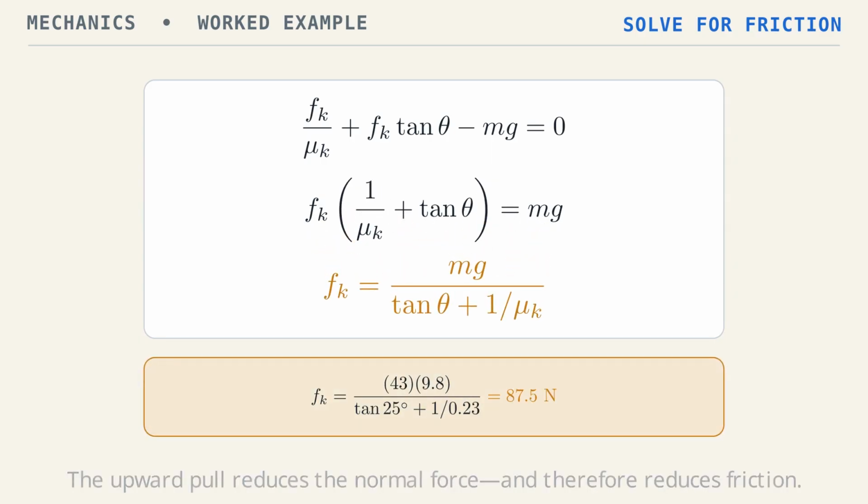Factor out the friction force, then divide to isolate it. The result is mg divided by tangent theta plus 1 over mu k. Substituting 43 kilograms, 9.8 meters per second squared, 25 degrees, and 0.23 gives a friction magnitude of about 87.5 newtons. The upward pull reduces the normal force, so it also reduces the friction.